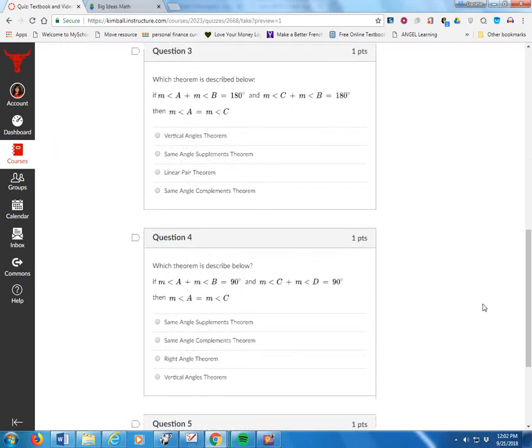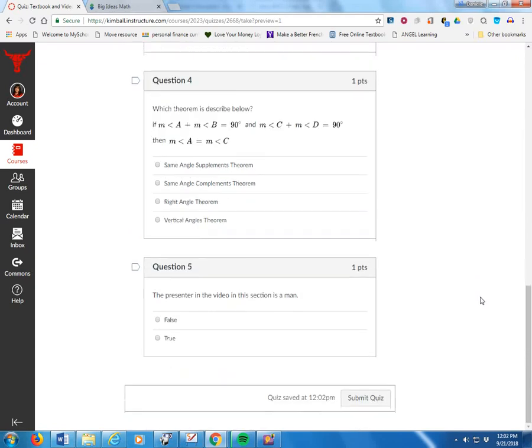Question 3. Which theorem is described below? If the measure of angle A and B is 180, and C and B is 180, then A and C are congruent. Same angle supplements theorem. Question 4. Same angle complements theorem. Question 5. Presenter in this section was a man. True?